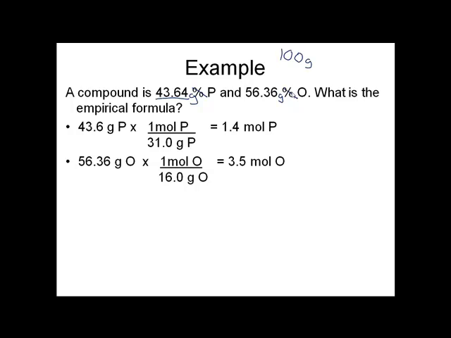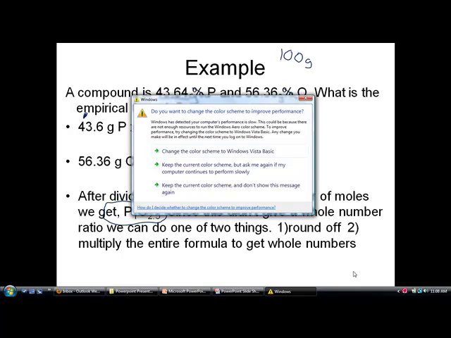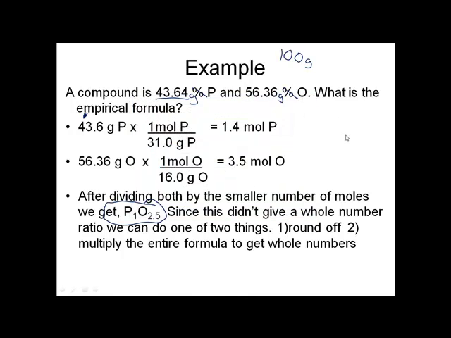Now, just like before, we divide by the smaller number, the phosphorus. But when we divide by the smaller number, we don't get an even whole number ratio. Instead, if we look at this, we get P1O2.5. So we have a decision to make here. We can either one, round off the numbers, or two, multiply the entire formula to get whole numbers. In this case, instead of rounding off, we're going to multiply to get a whole number. What can we do to this whole formula to get it to a whole number?